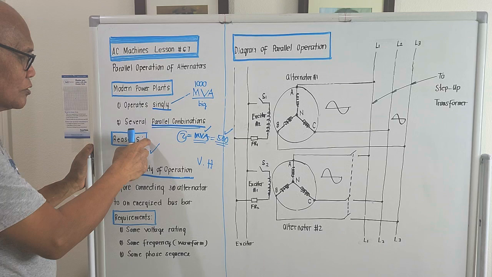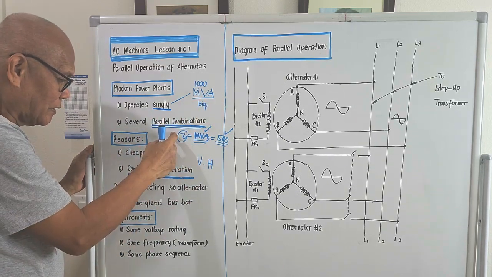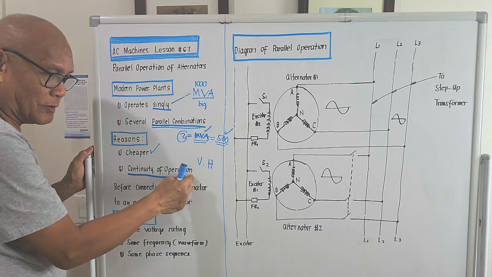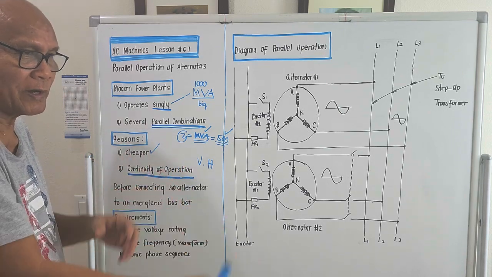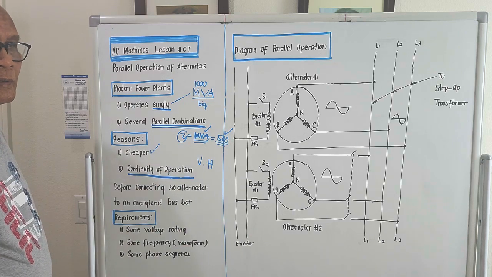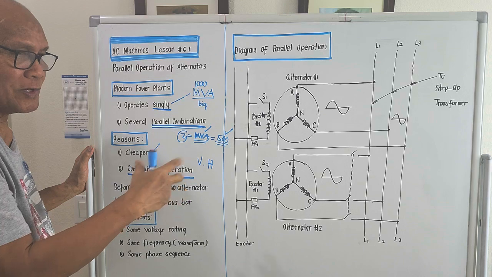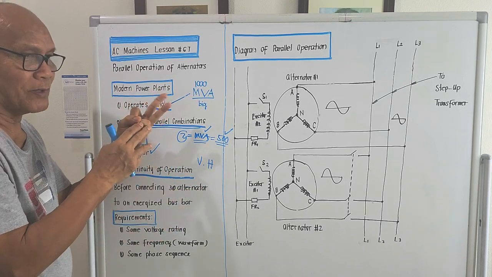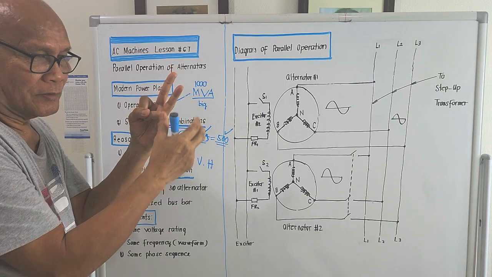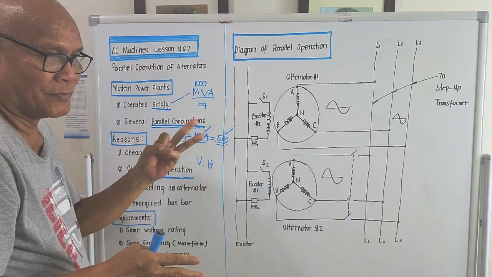So for the reasons for the so-called parallel operation, it should be cheaper, and there is continuity of operation. At least we are sure that the continuity of operation will be very high, much more if the number of alternators connected in parallel is 3. If one has a problem, you still have 2. They could still deliver power, but at a lesser load.